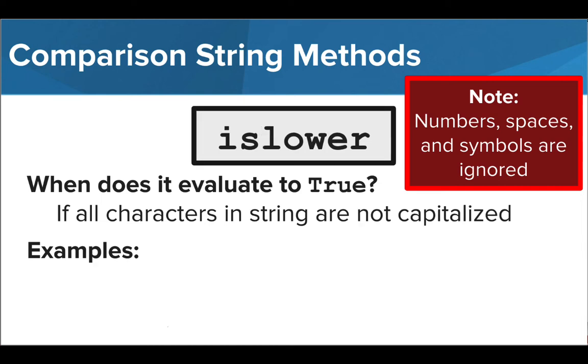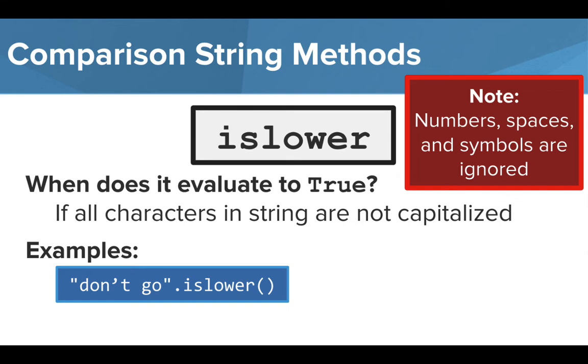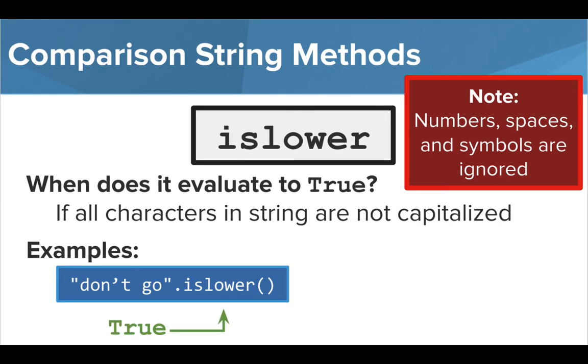In the same way the isUpper method checks for all uppercase letters, the isLower method checks that all letters in a string are lowercase, ignoring numbers, spaces, and symbols as the isUpper method does. Would this evaluate to true or false? This would be true because all of the letters in the string are lowercase.